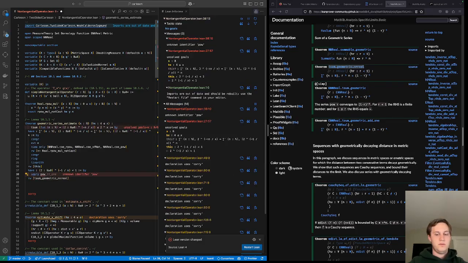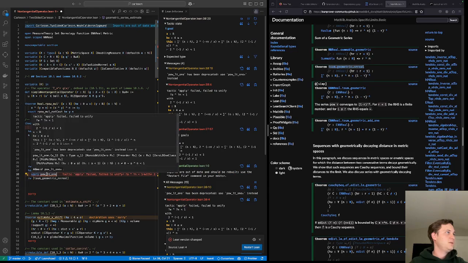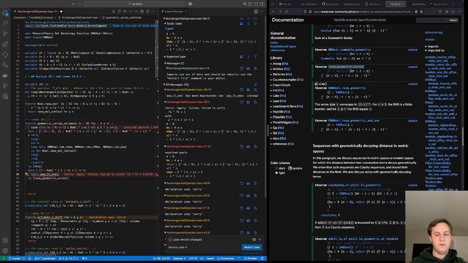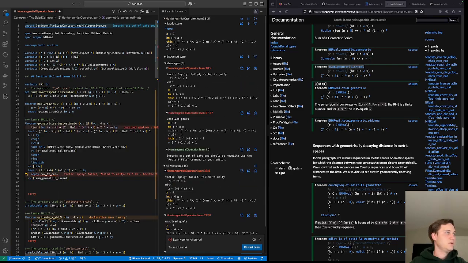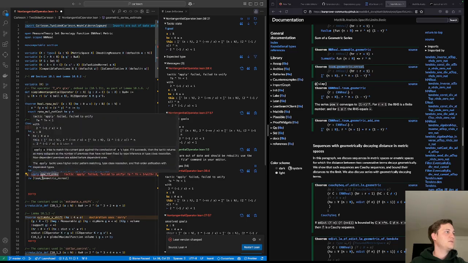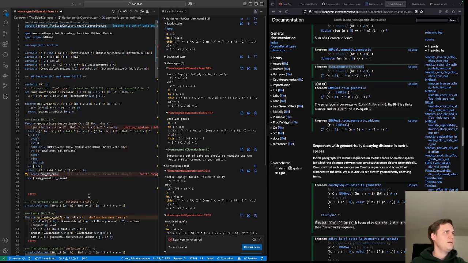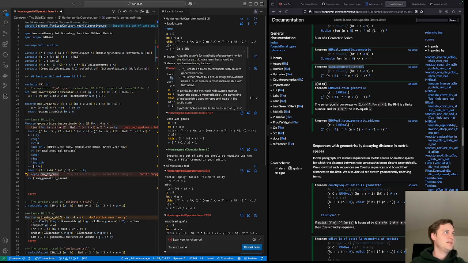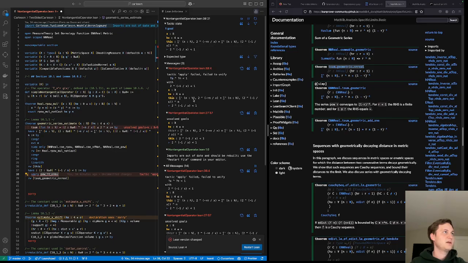pow lt1 failed to unify, pow lt1 underscore 0 failed to unify. Okay, but it still failed to unify a to the power n less than 1 with this. The point is that this was requested to be something like that. This is a non-negative real.